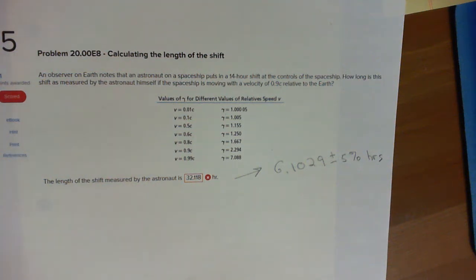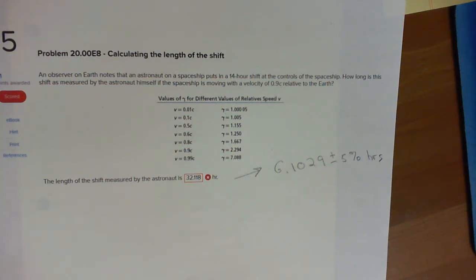Okay, hi everybody. So here's another question I have on physics that I can't quite figure out what I'm doing wrong. This one deals with time dilation. You can see here an observer on Earth sees an astronaut put in a 14-hour shift on a spaceship. How long is the shift as measured by the astronaut if the spaceship is moving at 0.9 times the speed of light? So I did it.